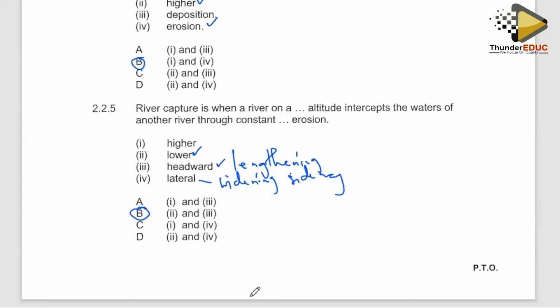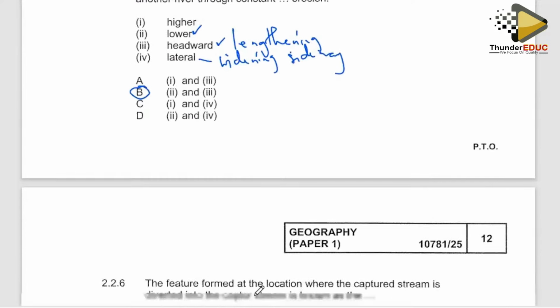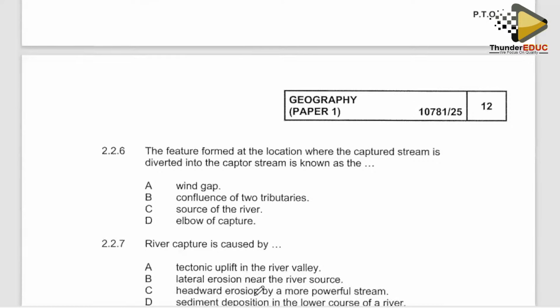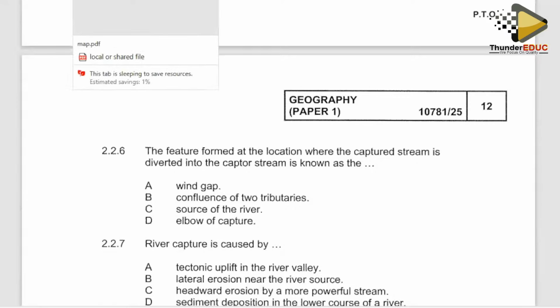Right, on to the next question. 226: wind gap, confluence, source of the river, elbow of capture. The feature formed at the location where the captured stream is diverted into the captor stream. Let me just make a quick illustration here of the river capture process.